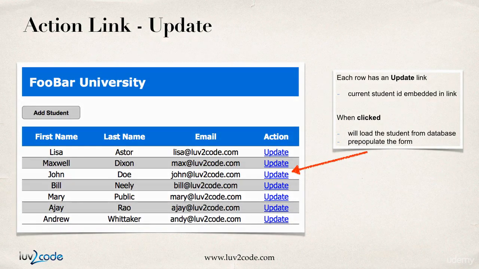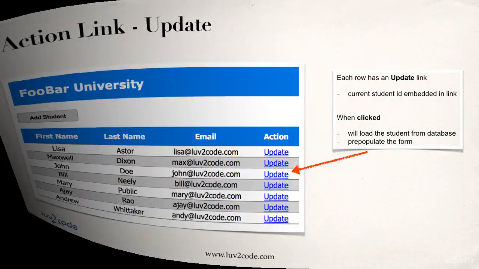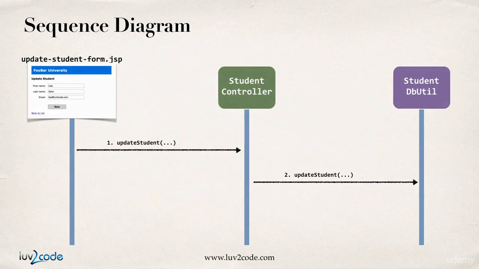Now, one little thing here about the action link. When they click on update, each link has the student ID embedded in the link. So when they click the link, what we'll actually do behind the scenes is load the student data from the database, and then we'll use that to pre-populate the form. All right, so you'll learn all the mechanics there on how to pre-populate a form with data from the database. So a nice little bonus there for you.